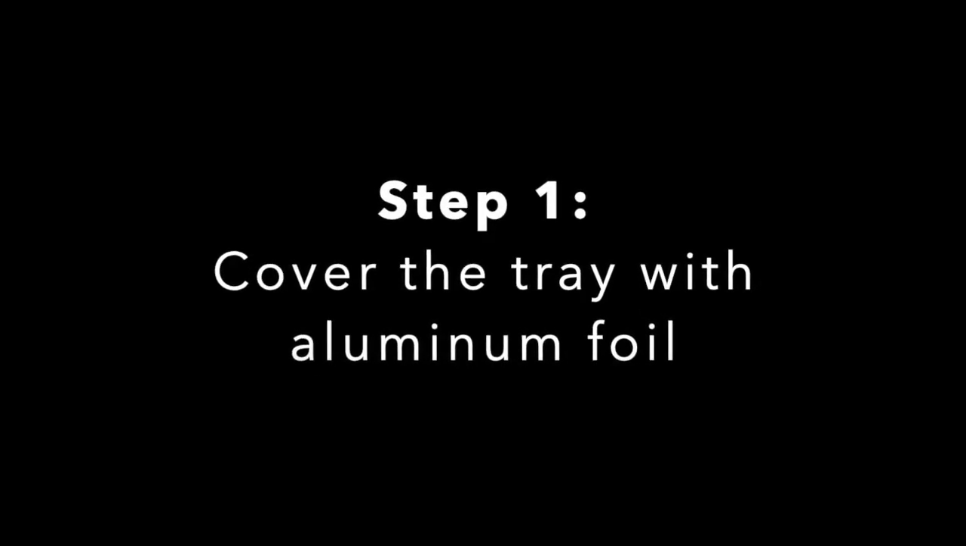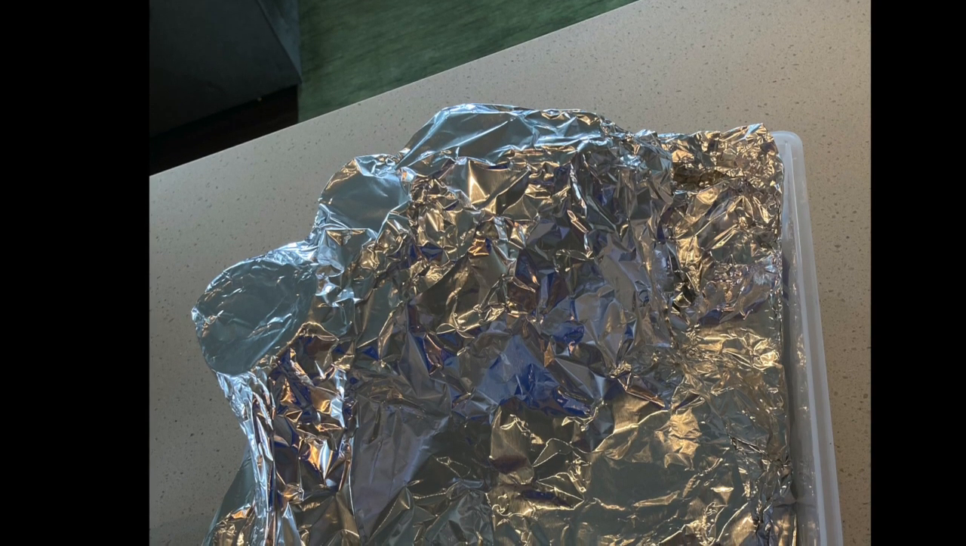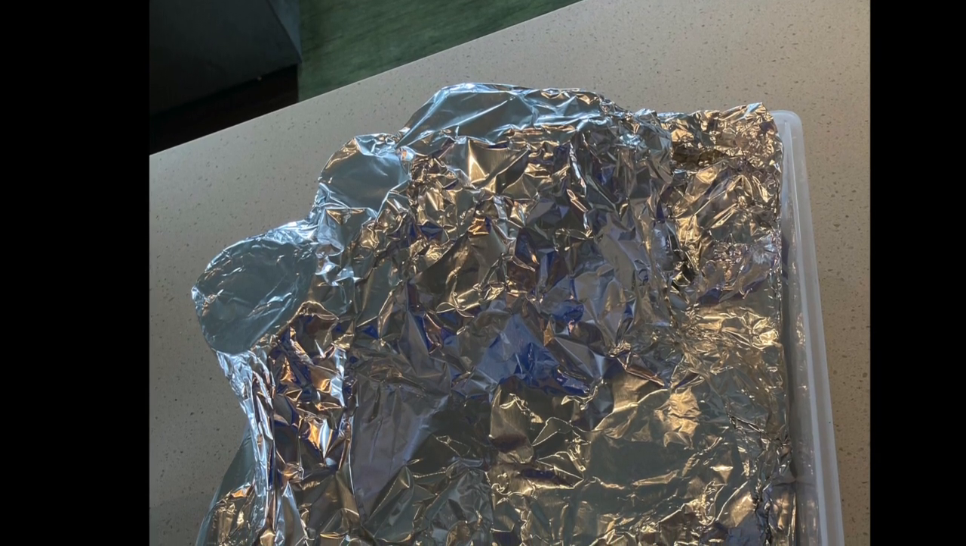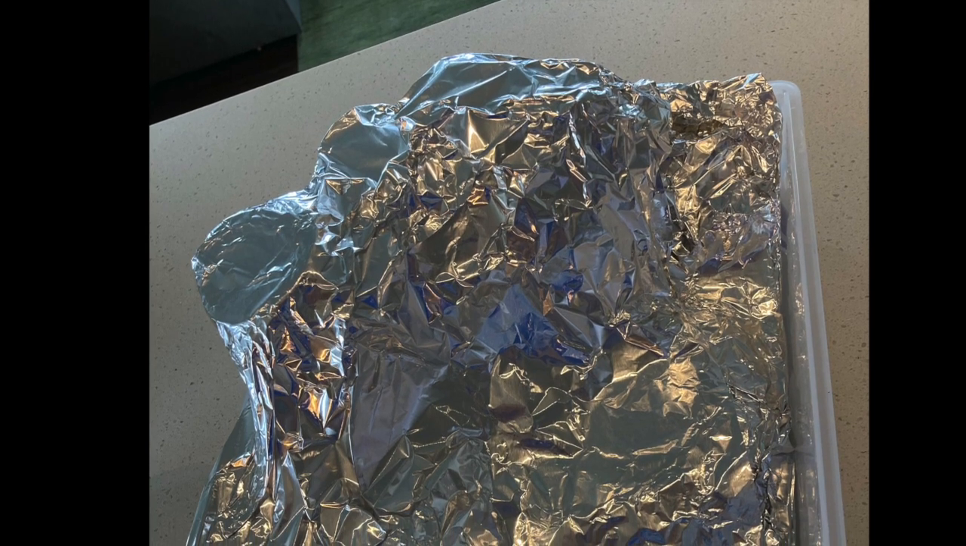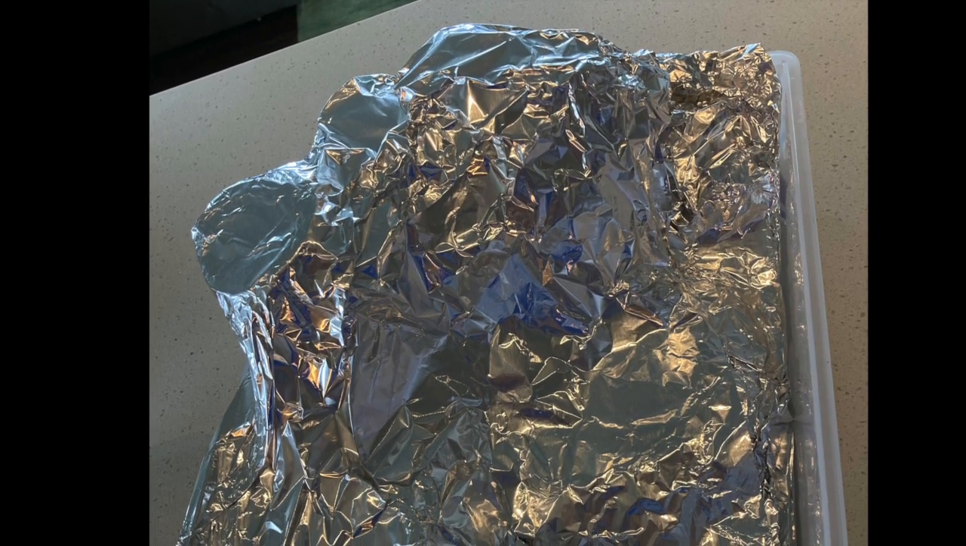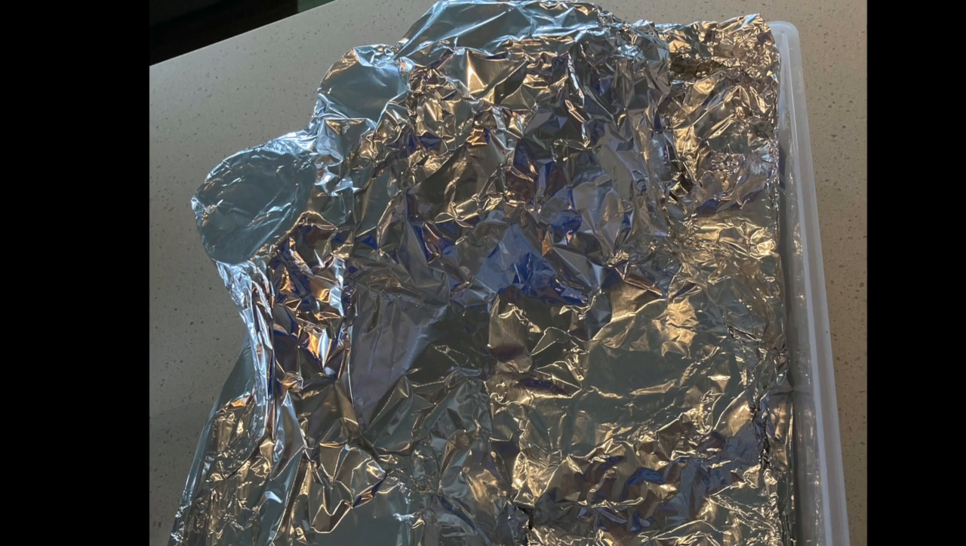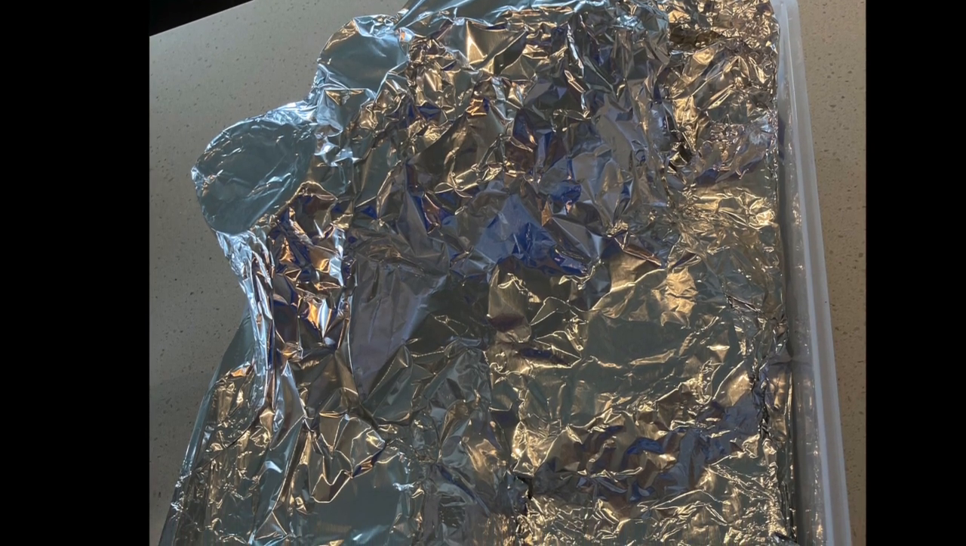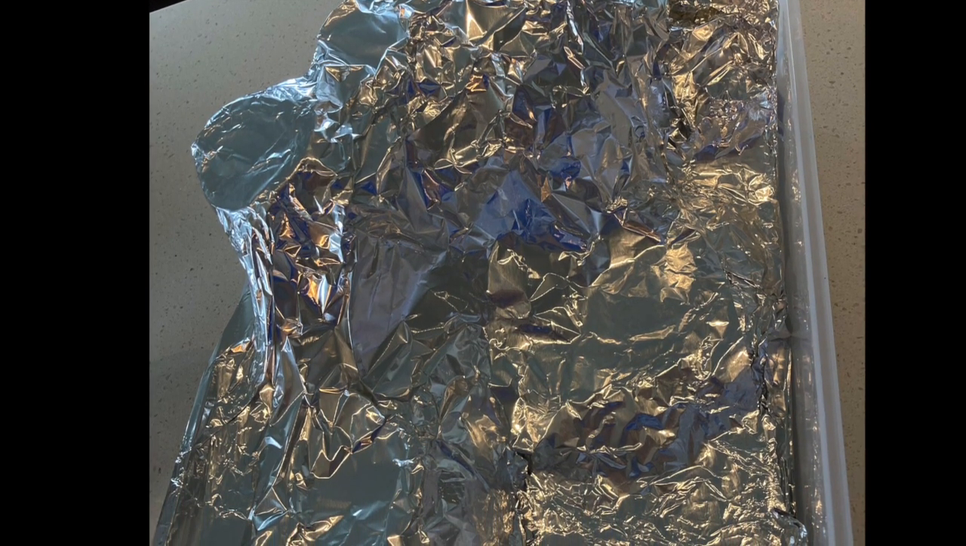Step 1 is to cover the tray with aluminum foil. Make sure to cover all of the cups and plates so that it's nice and bumpy. The taller cups represent mountains and hills. The low parts of the tray represent our lakes, bays, and oceans.